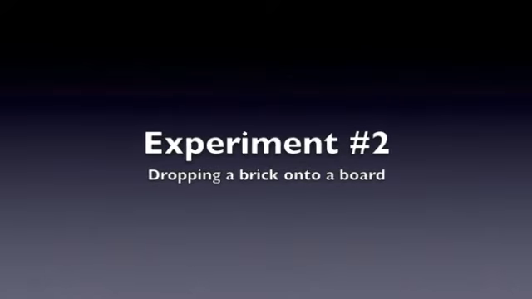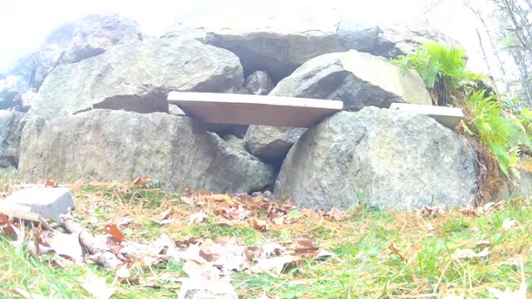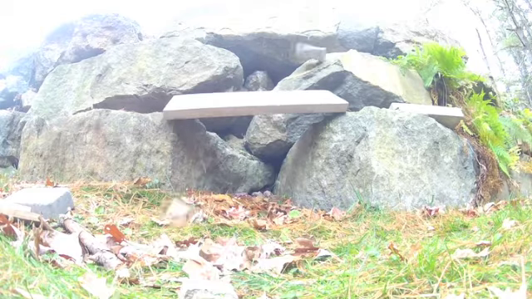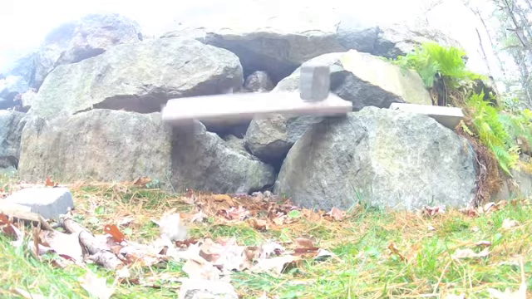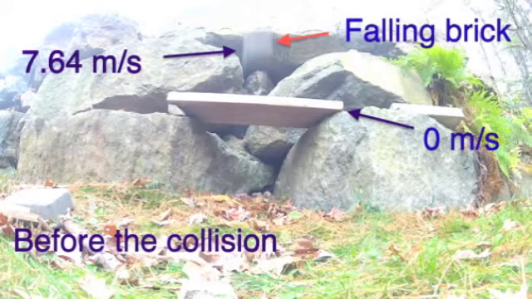Here's my second experiment. For my second experiment, I dropped a brick 2.31 meters onto a board. It took 0.7 seconds. The brick rebounded off the board to a height of about 0.41 meters and took about 0.31 seconds. This demonstrates an elastic collision because the objects bounced off of each other. Neither one's shape was changed permanently. Here's the data that I collected from this experiment.